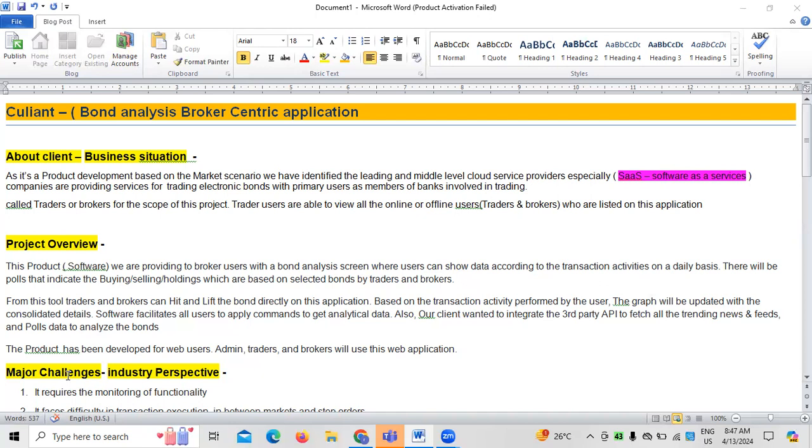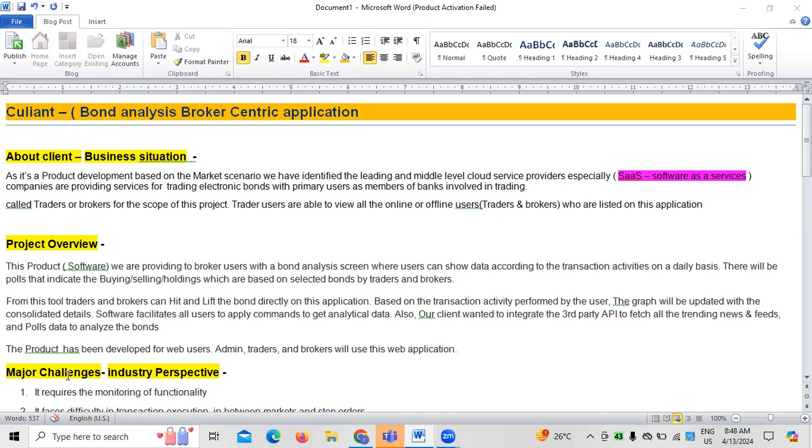Normally these people are required to view the list of applications, both offline and online, right? Because that facility normally will be there. That was the business situation in context to the services which they are offering for their customers, right? So traders and users are able to view all the online and offline users who are listed on the application, either from the traders' or brokers' point of view.